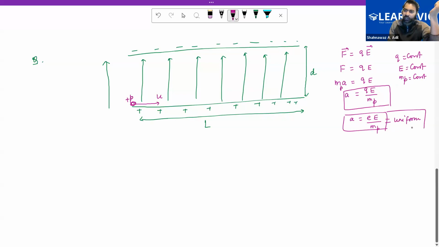And whenever we have a uniform acceleration, what can we apply? For uniform acceleration, we have the kinematics equations, right?